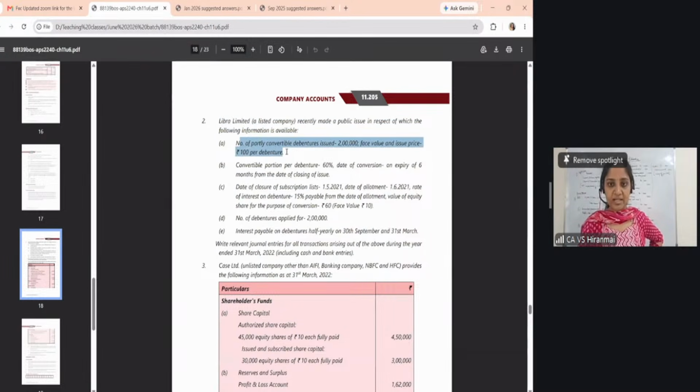Number of partly convertible debentures issued is 2 lakh. Face value is 100. Convertible portion is 60%. Date of conversion is on the expiry of 6 months from the date of closing of the issue. Date of closure of subscription is this much. Number of debentures applied for. Interest is payable on so and so date.